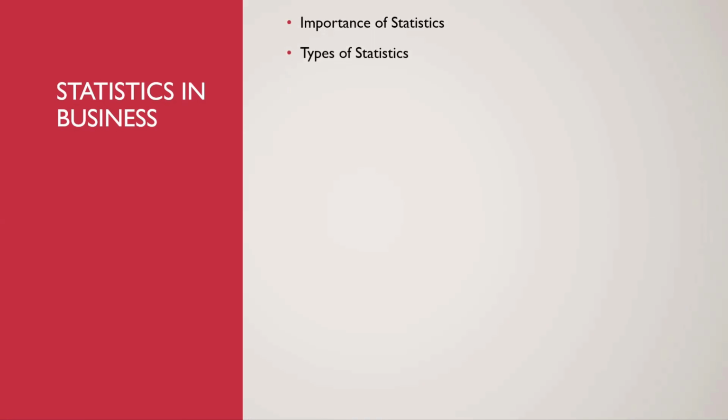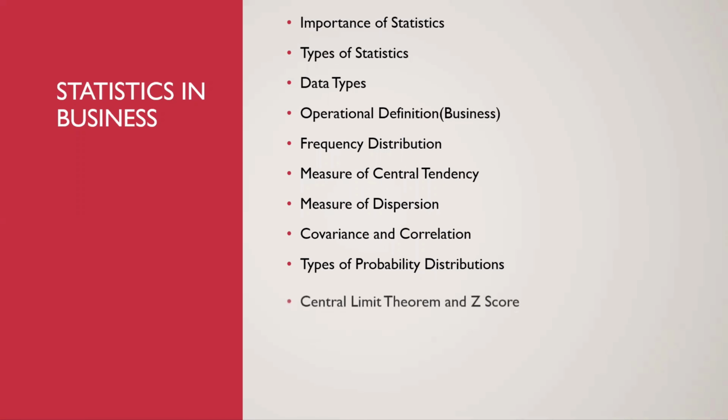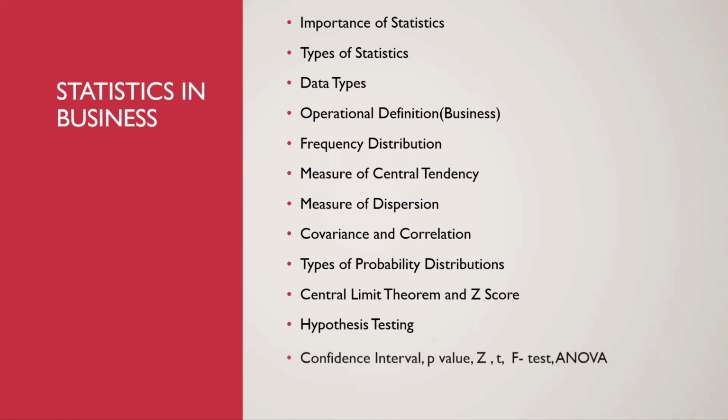The next topic I would recommend all to know is why we use statistics in business and what is the importance of statistics in business, what are the types of statistics, what are the data types used, and what is an operational definition, which will also be covered in the business domain topics. And what are frequency distribution, measures of central tendency like mean, median, mode, measures of dispersion like standard deviation, variance and range, covariance and correlation, and why correlation is chosen over covariance, and what are all the types of probability distributions, what is the central limit theorem, which is one of the important interview questions, and what is z-score, what is hypothesis testing and where do we use it, what is confidence interval, what is a p-value or a critical value, and z-test, t-test, f-test, and ANOVA.